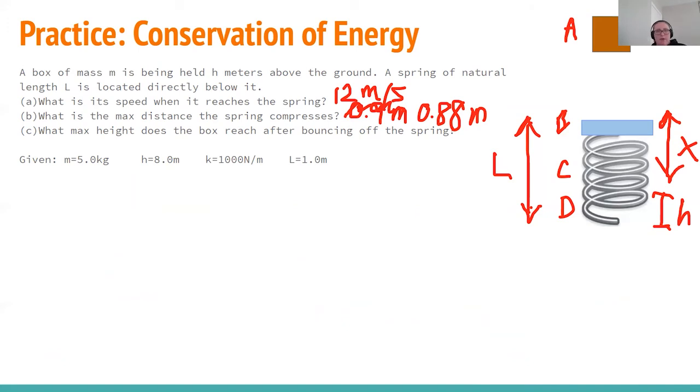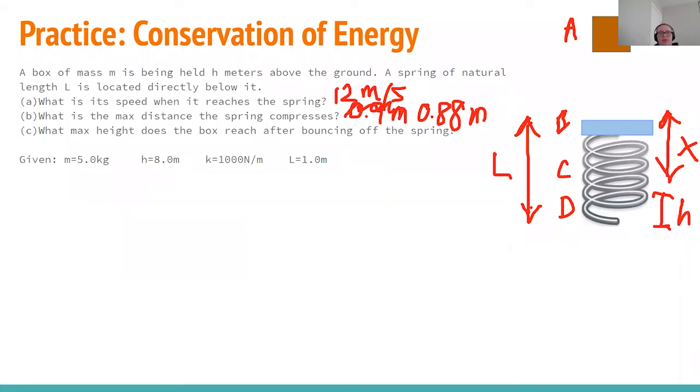Okay, so for part C, we're solving for the maximum height that the box reaches after bouncing off the spring. And the answer for this is actually going to be 8 meters. So can anybody tell me how I can just automatically say that it's going to be the same height as the initial height? How do I know that? What's the reasoning? Yeah, all the energy in this situation is going to be conserved. It's going to be converted back to potential energy. There's no loss of energy.